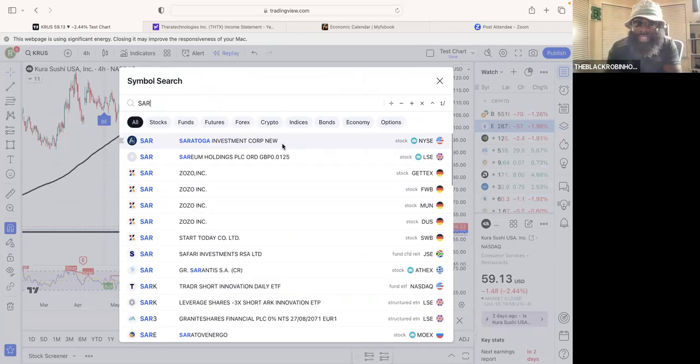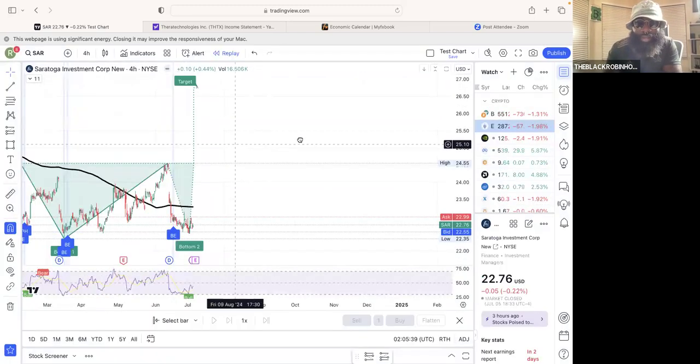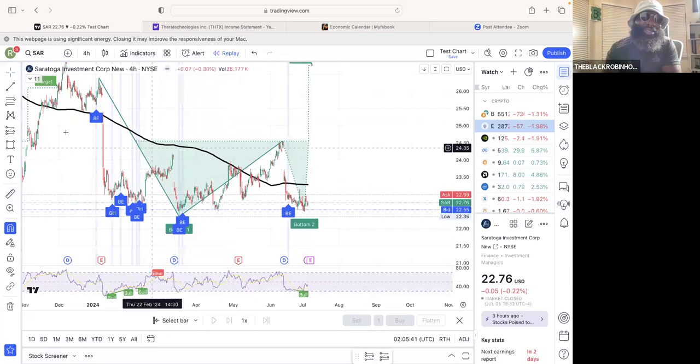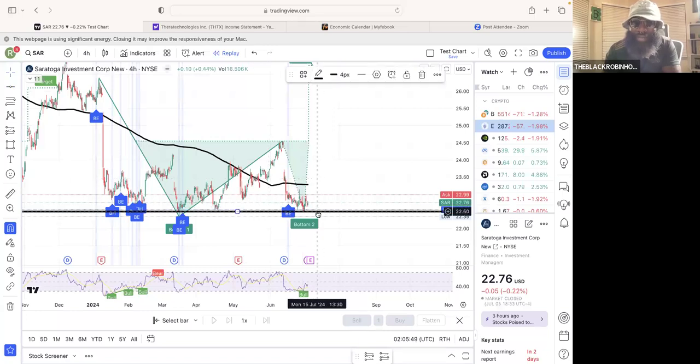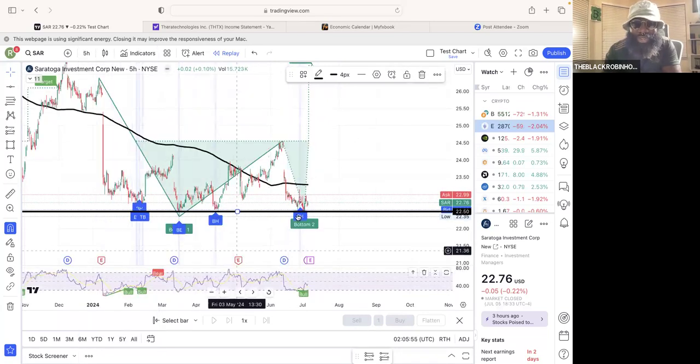Damn, it's 10 o'clock already. Oh, this is at the bottom. What's going on? It's at the bottom too. Everything is in the zone, man. It's in the zone. So this is the first bottom.